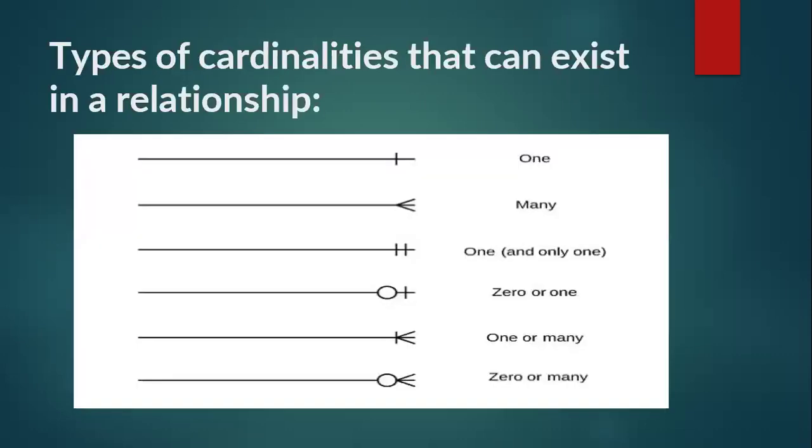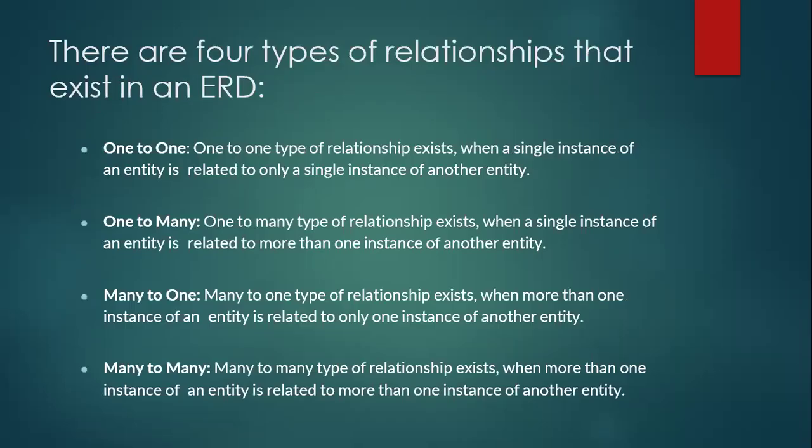Now, these are the notations, these are the cardinalities: one, many, one and only one, zero or one or many, zero or many. Now, the types of relationship. I told you these types of relationship are created with the help of primary and foreign keys. There is a one-to-one relationship, then one to many, many to one, and then many to many. So there are four types of relationship between two tables.